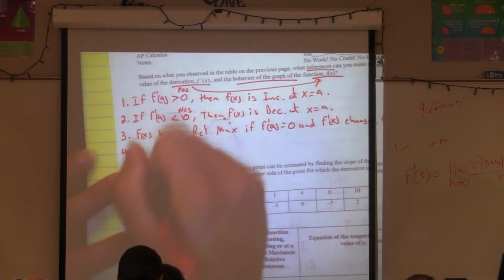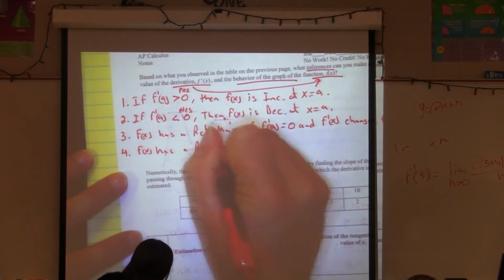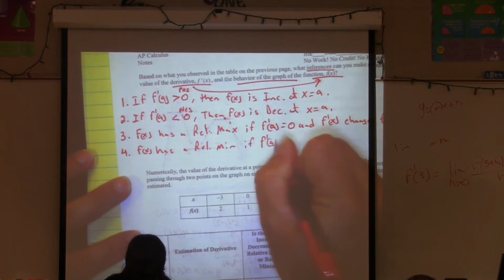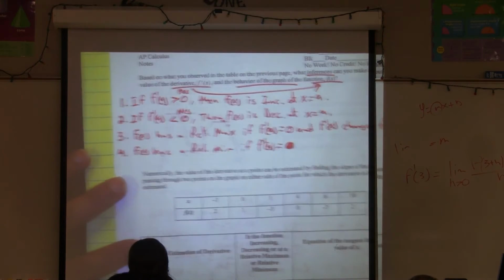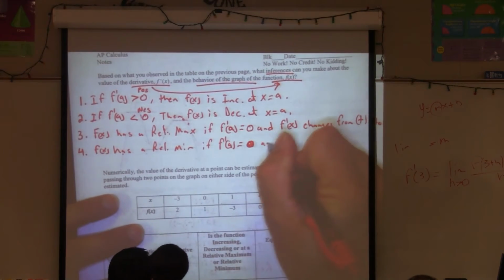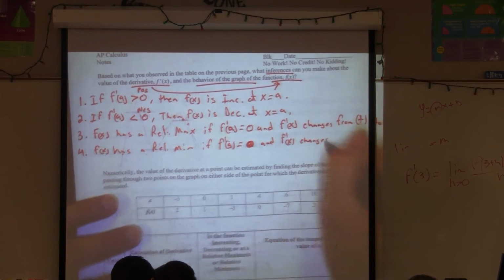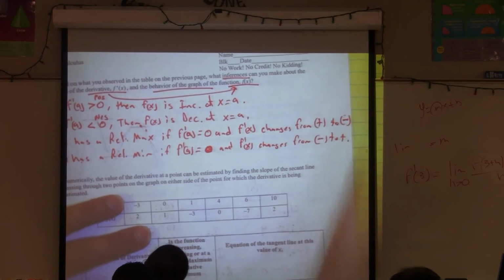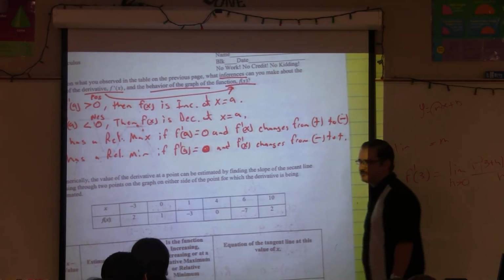Good? Right, and the last thing is we know that the function has a relative min if the derivative is equal to 0 at a, and that derivative changes, beautiful, from negative to positive, like Pitbull. Okay, he changes negatives to positives. That's why he's become so famous.